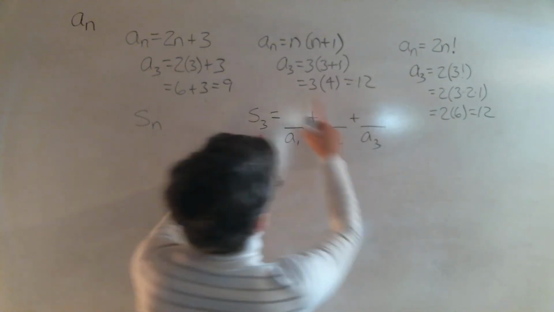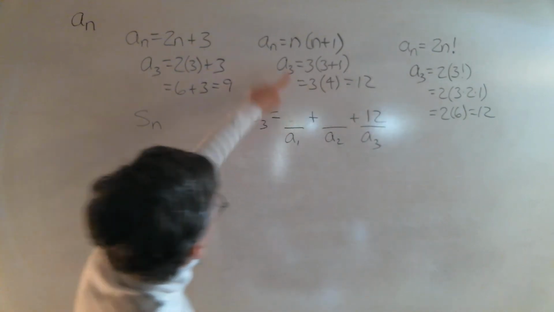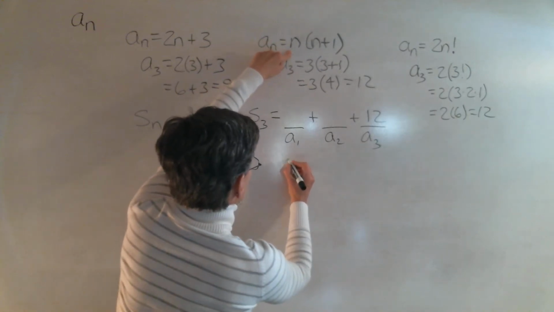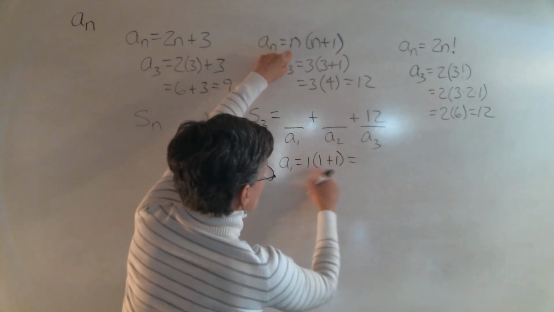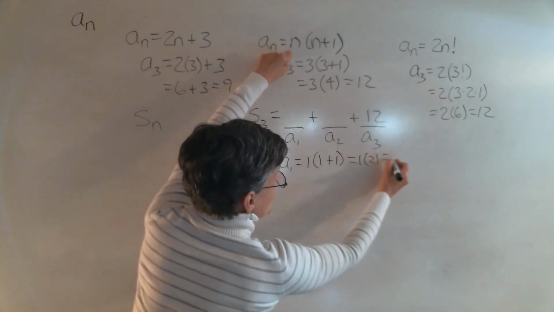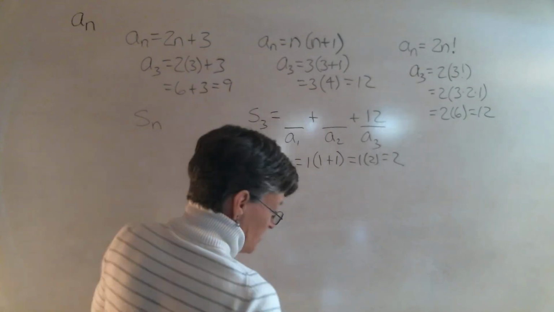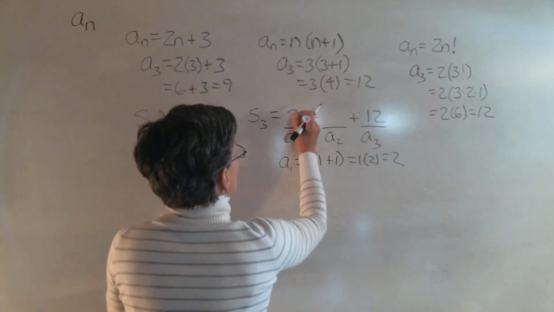Well, we already know A sub 3, we found it a while ago. Well, what is A sub 1? Well, A sub 1 is when we put 1 in. So A sub 1 is 1 times 1 plus 1, which is 1 times 2, which is 2. So 2 would go up here. And I'll tell you what, we'll just do it in a different color here. 2 would go right here.